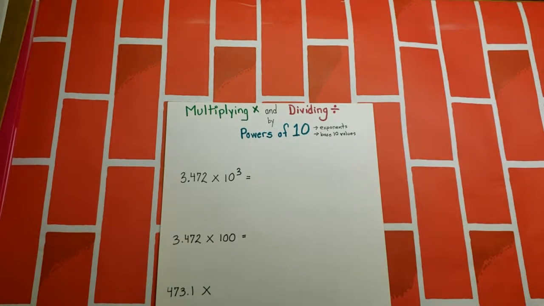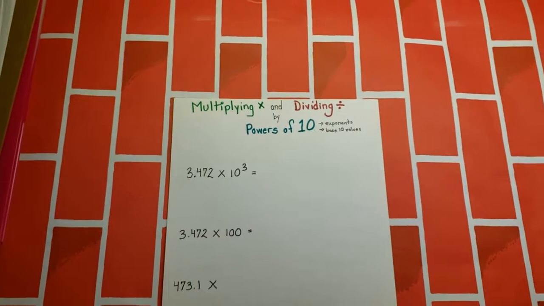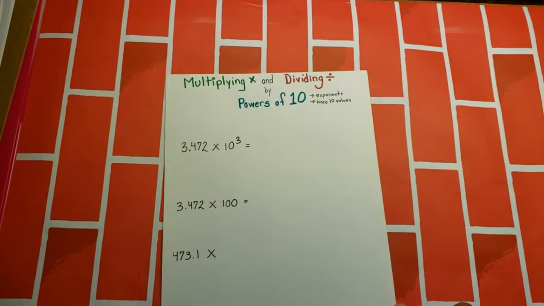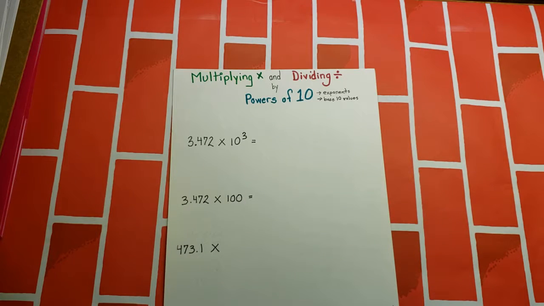So now we're going to review multiplying and dividing by powers of 10. This is going to be represented in both exponent form as well as base 10 values. When I'm speaking about base 10 values, I'm talking about 10, 100, 1000, 10,000, and so forth. There's two things to notice while multiplying and dividing. There's similar rules, but we still have to pay close attention to the procedures. So let's take a look at the first example.